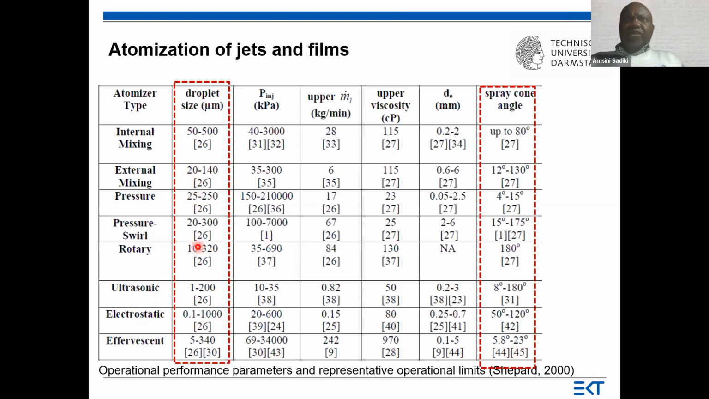But here we have the droplet size we would like to get, and the injection pressure is also listed here. And we have also the upper mass flow and also the upper viscosity we can produce. Good. These sum up the operational performance parameters and the representative operational limits of these different atomizers.